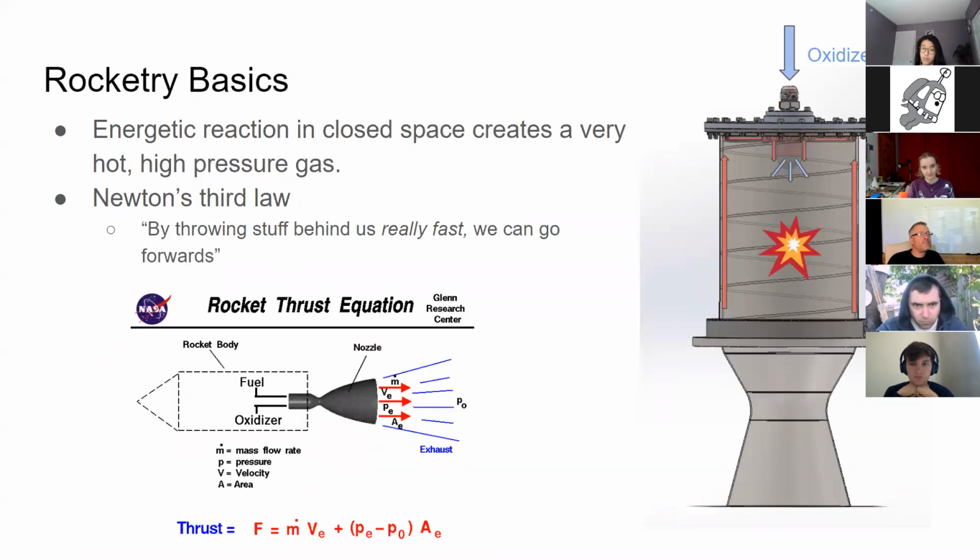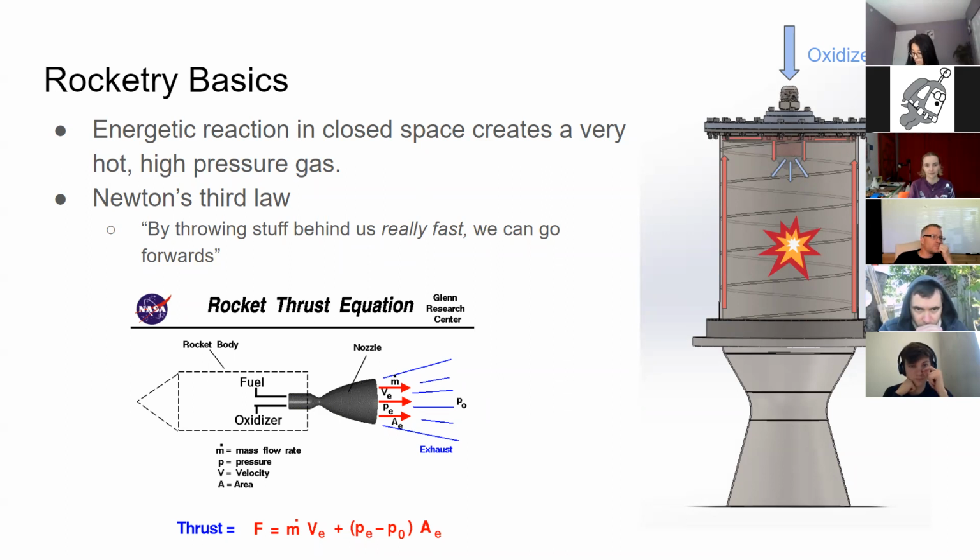So first off, a rocket engine is a high pressure gas. And there are two principles that create thrust from a rocket engine. The first one is that a pressure and an area creates a force. And the second one is Newton's third law, which is basically if we throw stuff behind us really fast, we can go forwards really fast. And as it turns out, of these two, the Newton method is actually a lot more efficient at creating thrust.